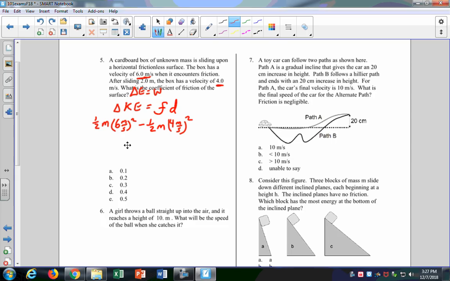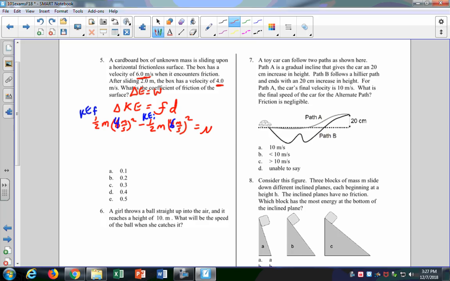Is that right? Actually, no, it's the other way around. The 6 should go over there. So this should be 4, and this should be 6. This is kinetic energy final minus kinetic energy initial. With me, folks? That's equal to the frictional force.